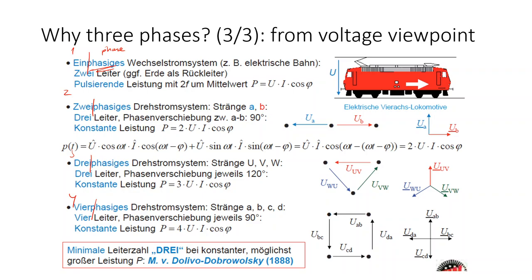If you use single phase, then you need, for example, the locomotive, right? An electric locomotive like this. Okay, the voltage drop across this, between the conductor here and the ground like this, right? This would create the voltage difference between the two points. So if you use a single phase, then you need two conductors.